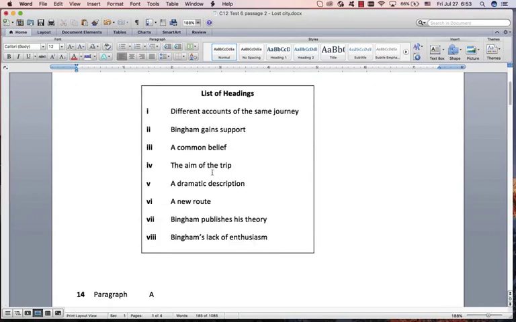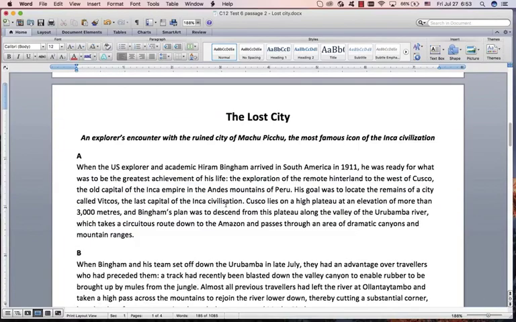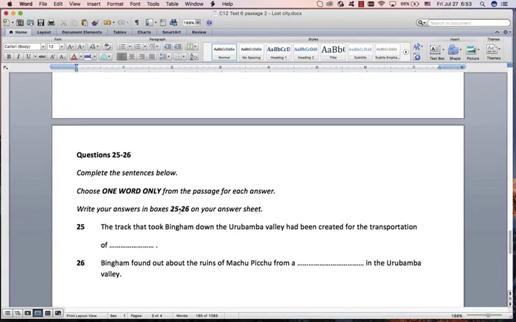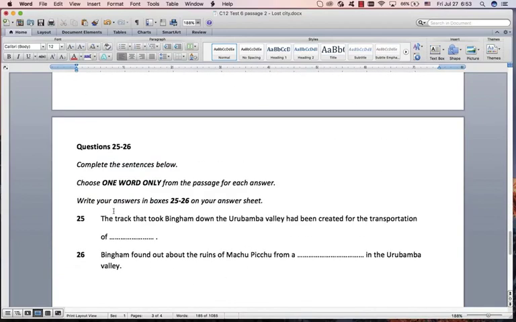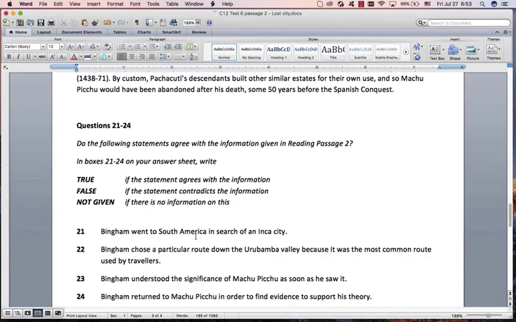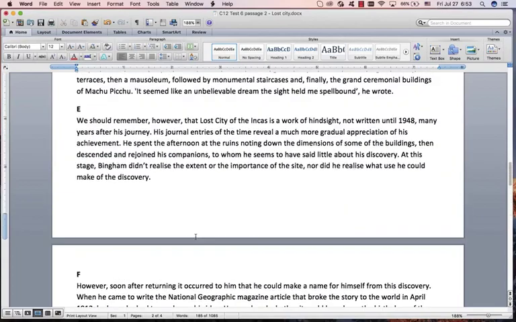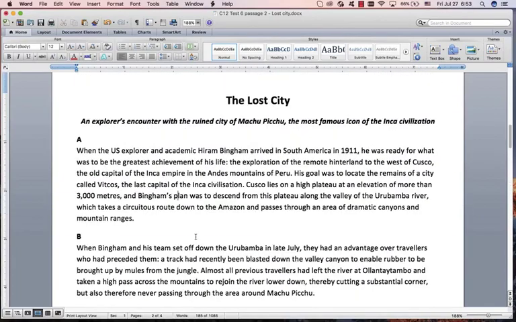So you can scan through these if you want, but do it quickly. You need to get into the paragraphs as soon as possible. There are some other easy questions. This is not so easy. You could possibly start with these if you wanted to, but I prefer to start with matching headings. It's up to you. If you do matching headings properly, the other questions will be easier. Let's look at paragraph A.